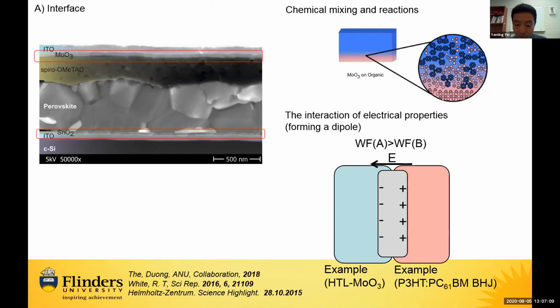Let's take an example. If you have molybdenum oxide, which is pristine, molybdenum oxide actually has a really high work function compared to the polymer structure, for example, P3HT and PCBM. So if you put these 2 materials together, because the Fermi level needs to be aligned, there will be electron transport. With the electron transport, you will have enriched, accumulated electrons on the side the electrons have flowed to. So there will definitely be a dipole forming at the interface in these structures.